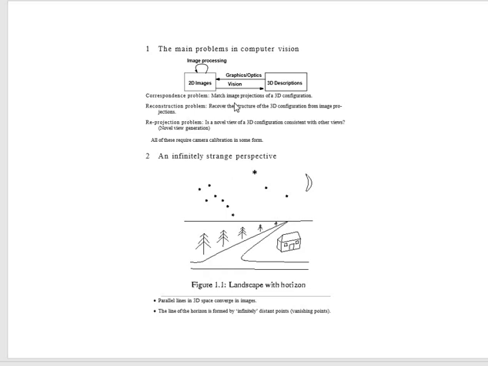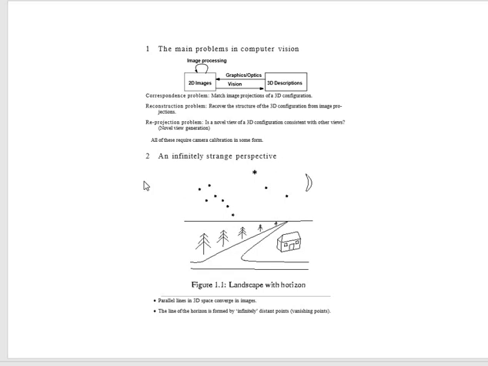So the correspondence problem is to match the image projection of a 3D configuration. In the reconstruction problem, we have to recover the structure of the 3D configuration from the image projection. Then there is the reprojection problem: in a novel view of a 3D configuration combined with other views, some part of the data is missing. So all of this requires camera calibration in some form.